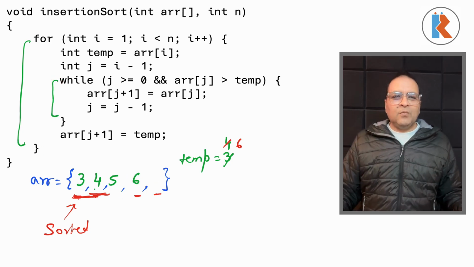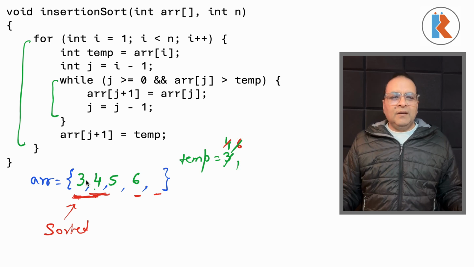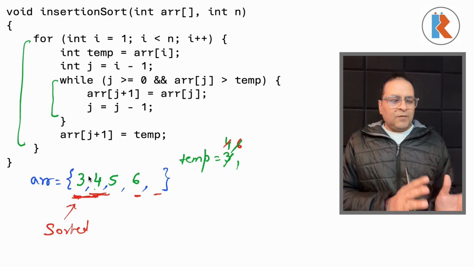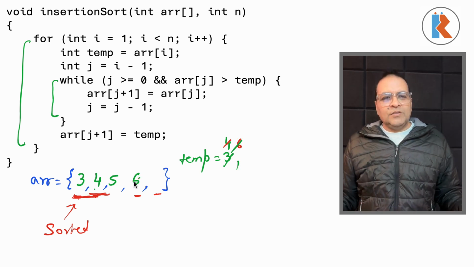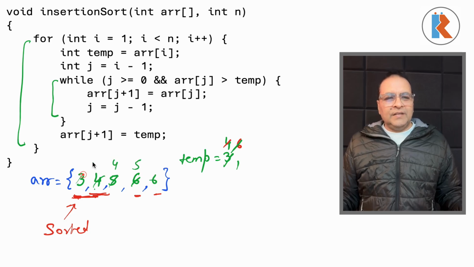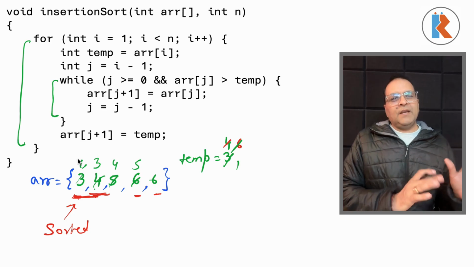Now for the last element 1, the temporary variable will be 1 and all the elements which are greater than 1 will be shifted one step forward. So 6 will come here, 5 will come here, 4 will come here, 3 will come here and 1 will move at the very beginning of the array.